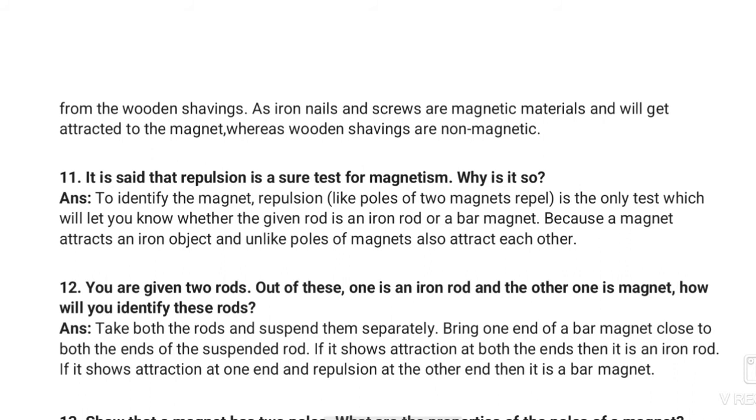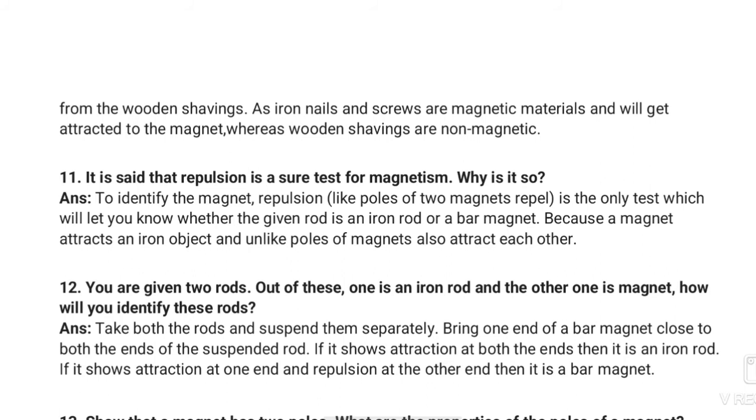So we know, students, that unlike poles attract each other and like poles do not attract each other, which means they repel. So that's why it is said that repulsion is a sure test for magnetism.